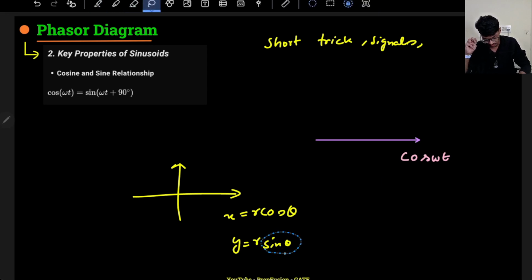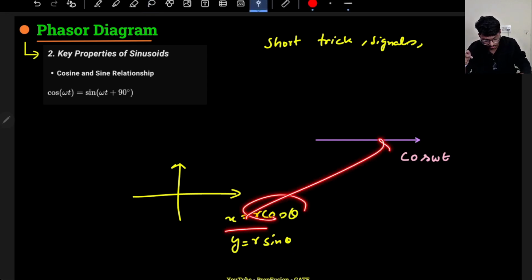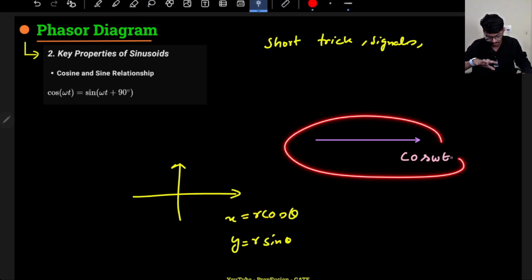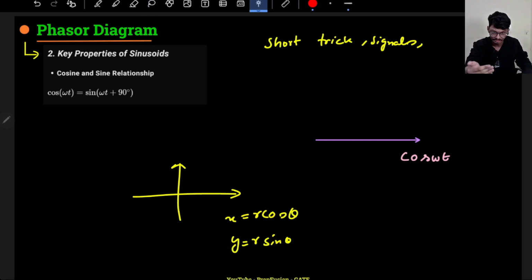R cos theta and r sin theta. So x is r cos theta. So like this you remember. Don't worry, I will clear this in Phasor, we will come to Phasor later on, but this is a very neat trick that I want to explain.